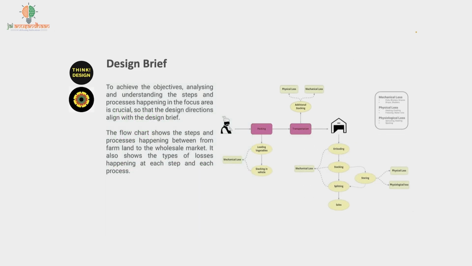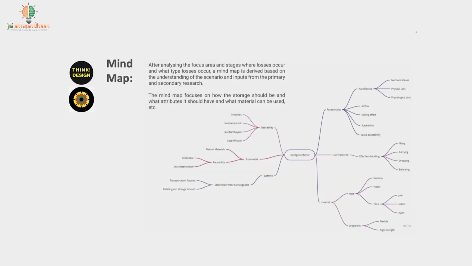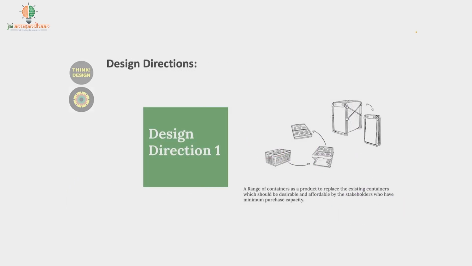So from this design brief, there were certain steps which were necessary at each stage of the transportation process. They were well defined here, and then a mind map of the whole situation was done to look at all the details which can make a big difference to the design problem itself. So there are many directions in which you can go. This is the ideation phase.